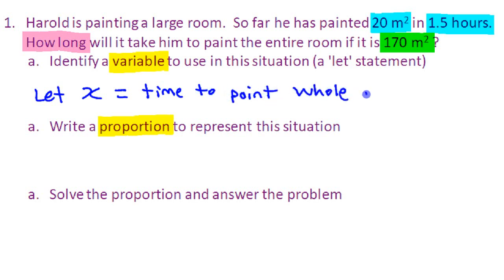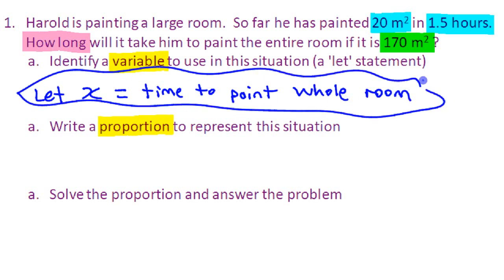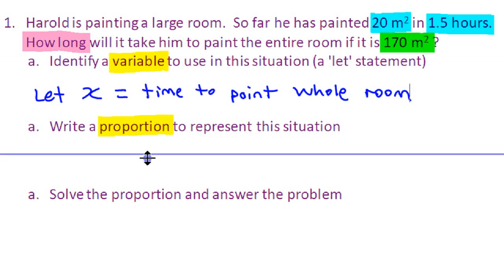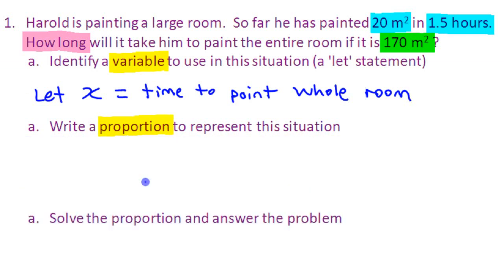If we talk about using a variable or introducing a variable or identifying a variable, this is what we mean. Writing what's called a let statement, identifying it somehow like that, that's a good step to start with. And then writing a proportion. This was a big push for what we did when we first started looking at this. What you want to do is compare, either you can put the area on top and the time on the bottom.